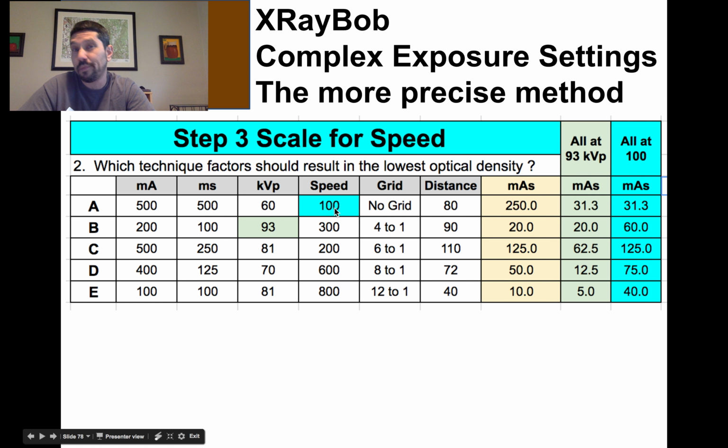So pick a speed. We'll pick 100. So 31.3 at 93 kVp at 100 speed is the same. Okay, here's 200. So if it's a 200 speed, it's going to get darker quicker. So 62.5 mAs at 200 speed is the same as 125 mAs at 100 speed. It's the ratio of the speeds, using that to scale my mAs. This 800 speed one is going to be 8 times more sensitive. So 5 mAs at 800 speed would be the same as 40 mAs at 100 speed. Okay? So we scaled our mAs.